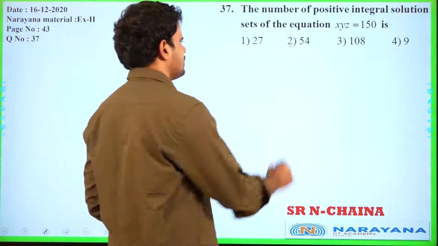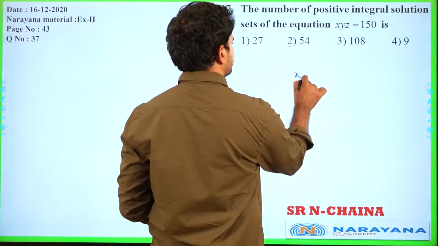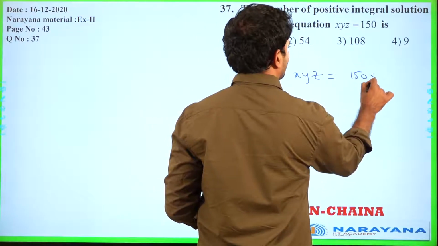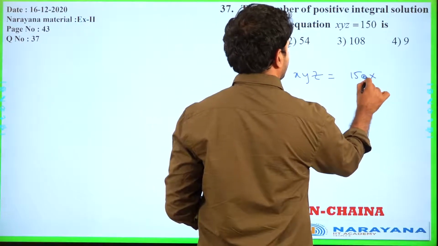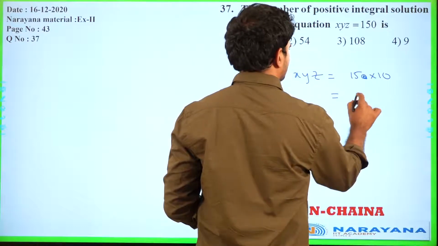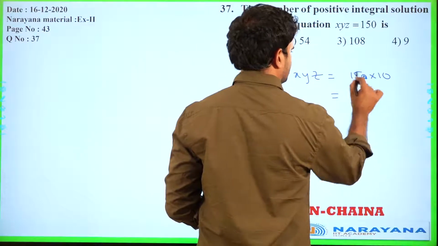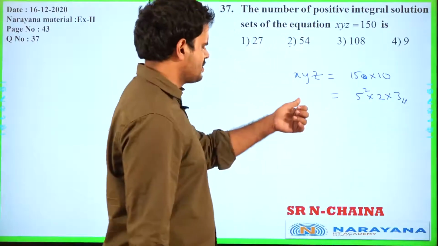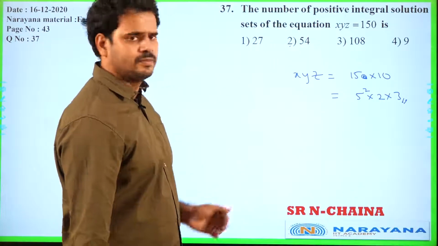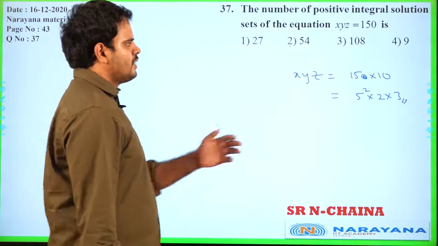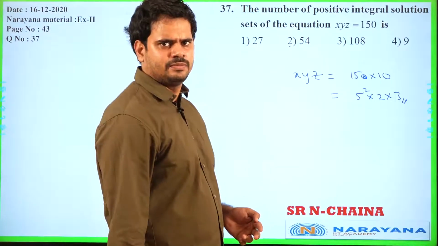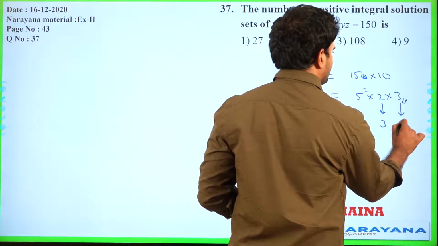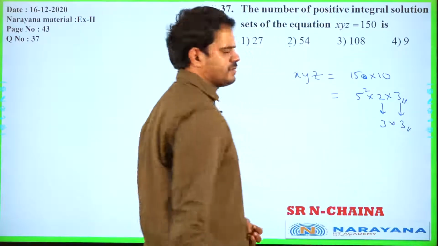Very good, same type actually. So what do you have? x, y, z equal to, you can write, 150, which is 15 into 10. So I can write it as 5 square into 2 into 3. I hope it's right. So yeah, fine, good. Now let us see how many places each can take. 2 can take 3 places. 3 can take 3 places. Till here I am happy.